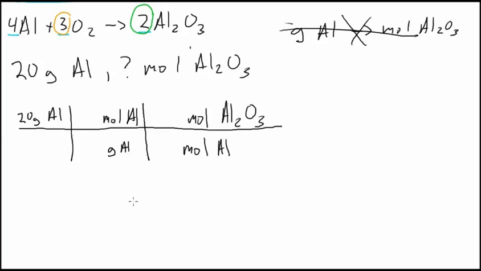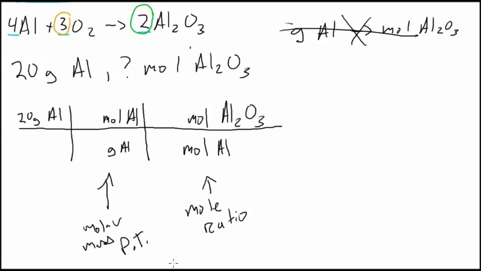So now we have two conversion factors. This one we just talked about. That's the mole ratio, and you get that from the balanced equation, from the coefficients. And this one you have seen before, and if you need to go back and look at that online lecture, you're more than welcome to. But this is the molar mass, and it comes from the periodic table.